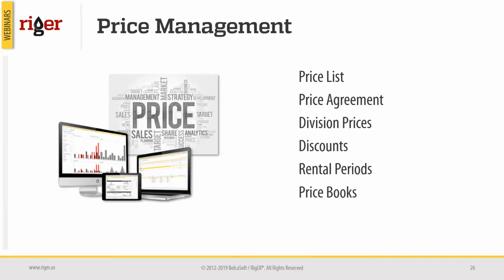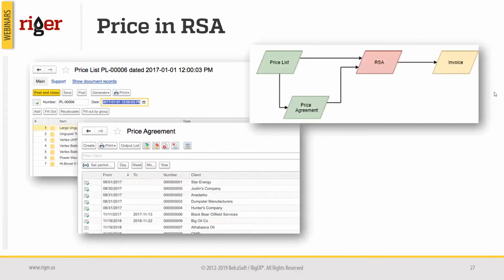RigER has a very flexible price management system, and we have different options for managing prices. We have price lists and price agreements. Also, we can separate prices by divisions. We can apply discounts to price lists, price agreements, or directly on rental service agreements. And also, we can have different rental periods and applicable prices for them. In the next slide, let me introduce you to the prices in RSA.